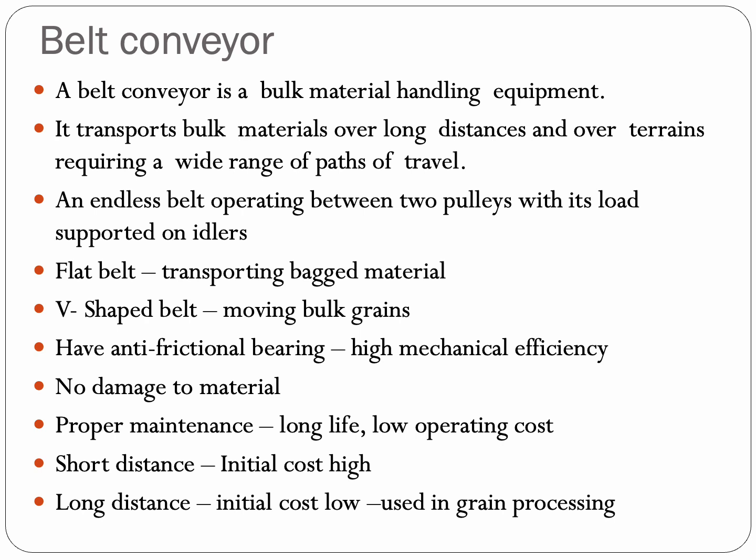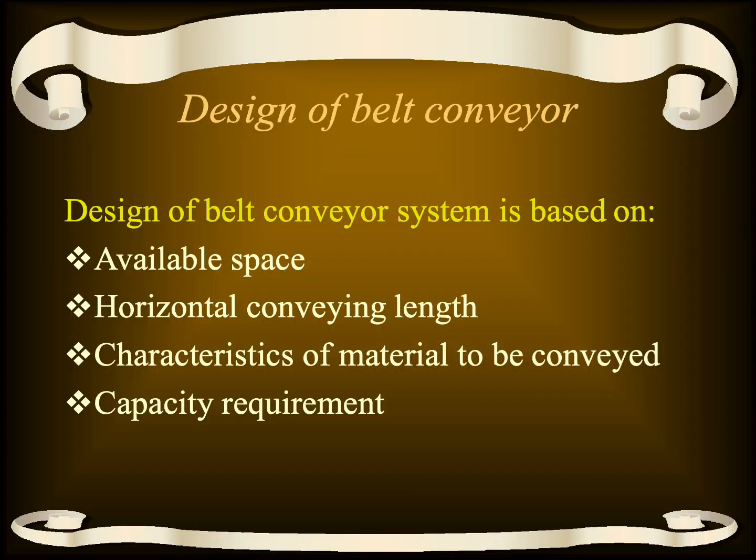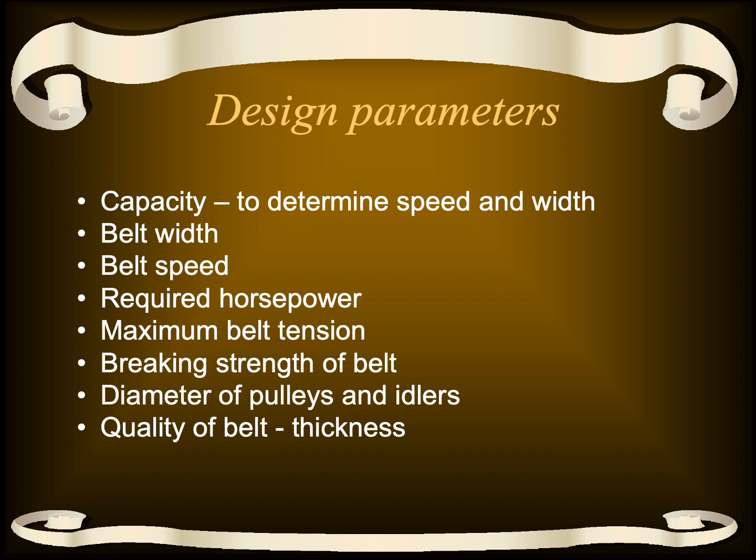But when we design the belt conveyor for short distances, the initial cost will be high, and for long distances, the initial cost will be low. Coming to the design of the belt conveyor, it will be designed based on the available space, horizontal conveying length, characteristics of the material to be conveyed, and capacity requirement. Capacity will be decided based on the speed and width, belt speed, required horsepower, maximum belt tension, breaking strength of the belt, diameter of the pulleys and idlers, and the belt thickness.